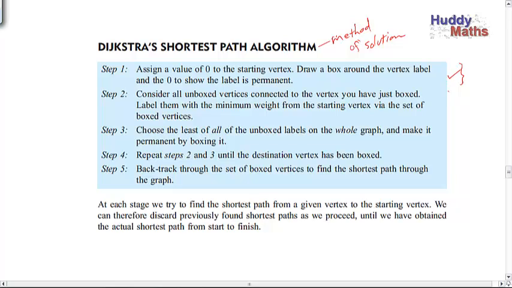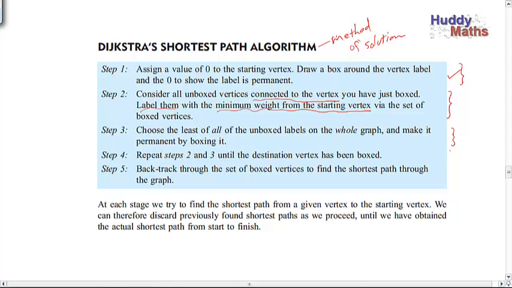Okay, then you're going to go to the next vertices which are right next to it, connected to your vertex that you've just boxed, and go to the next one. And you label them with the minimum weight from the starting vertex. Oh, that means the minimum number of pathways getting there, if you like. And then you choose the least of all the unboxed labels and make it permanent by boxing it. So we'll have a look. We have to look at developing this.